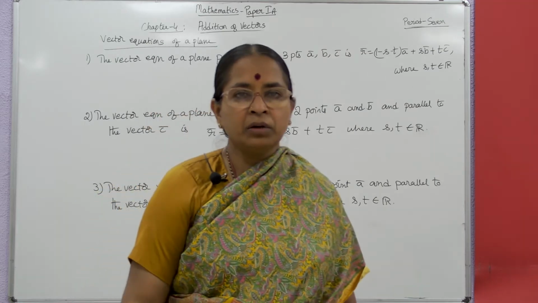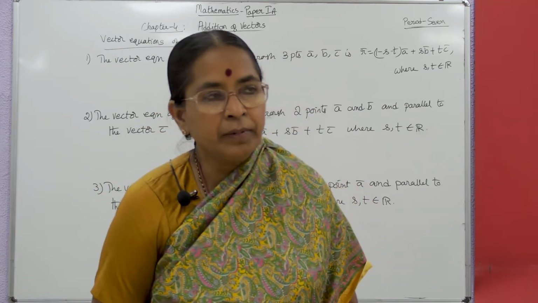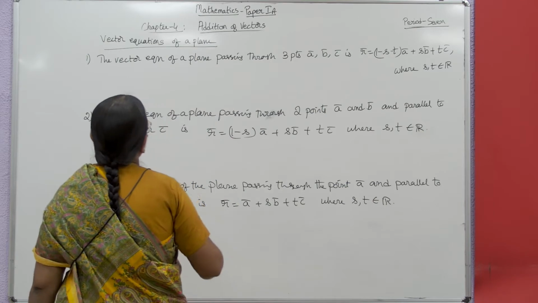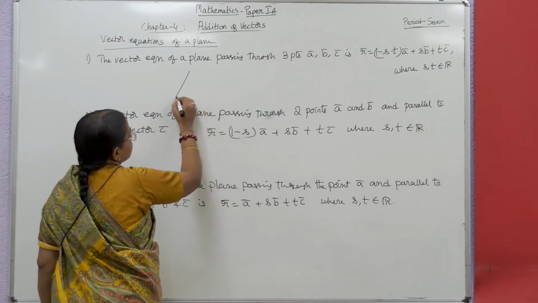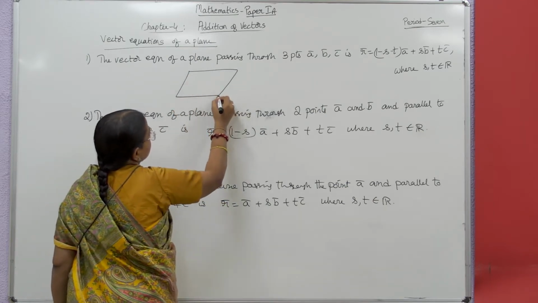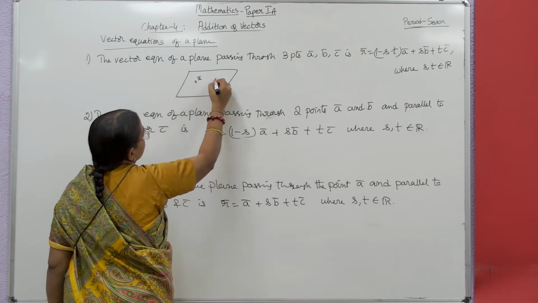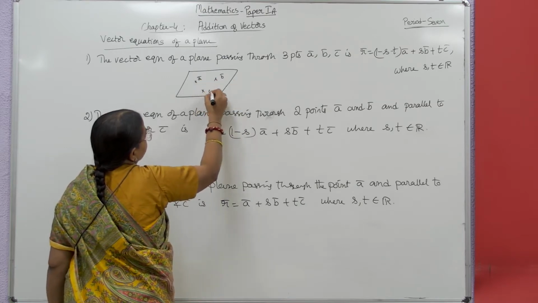We'll learn about the vector equation of a plane. Now you have a plane like this. The plane is passing through 3 points A, B and C.